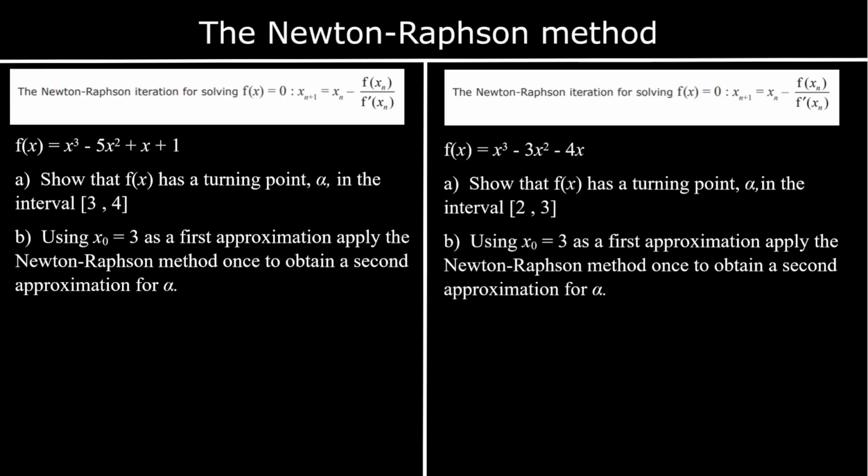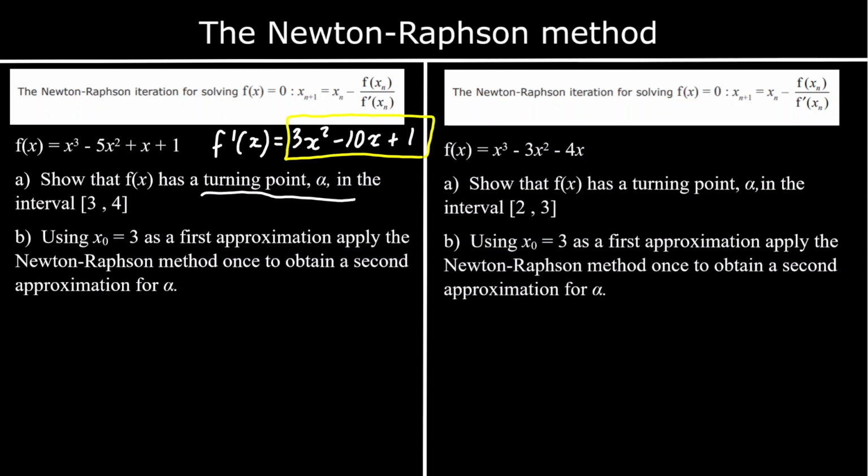Another question, this one is different because it shows that f of x has a turning point in the interval 3 to 4. So our turning point is going to be where our gradient is 0, not where it crosses the x-axis. So we're going to need to find the gradient function. So 3x squared minus 10x plus 1. And we want to know where that equals 0. So that is our function that we're working with. So it should equal 0 between 3 and 4.